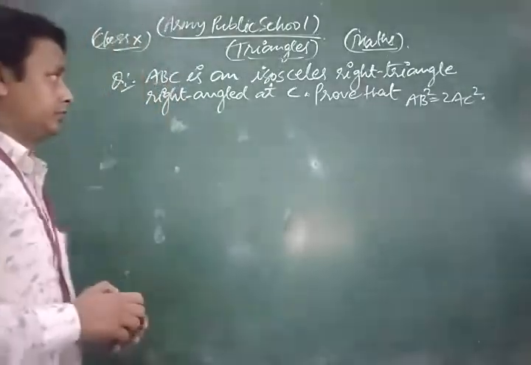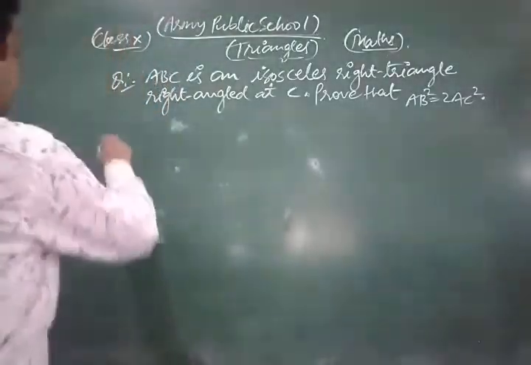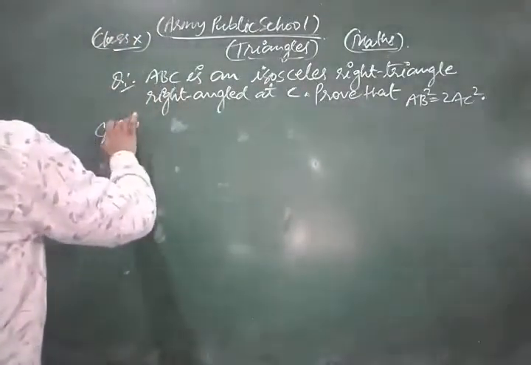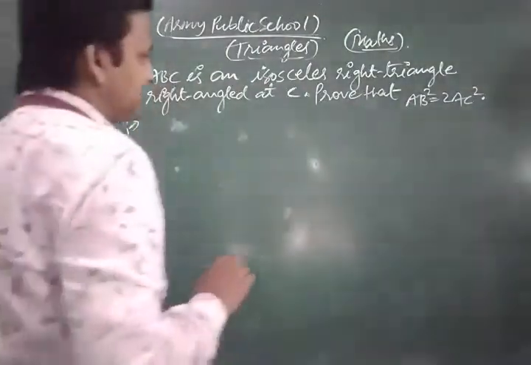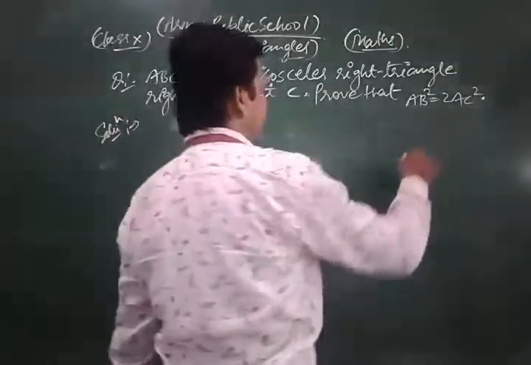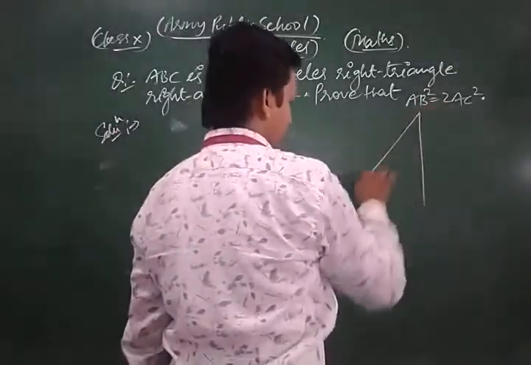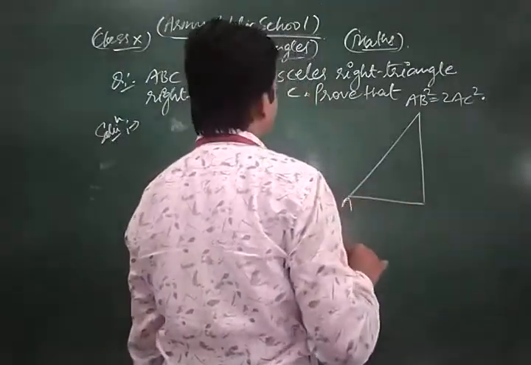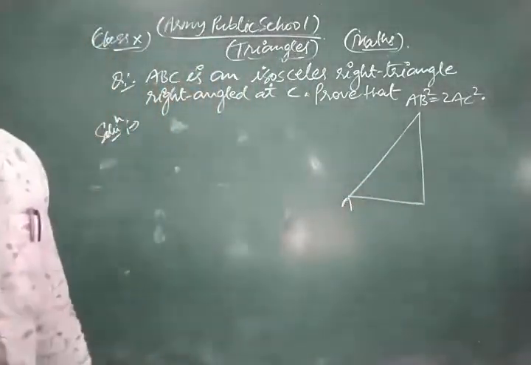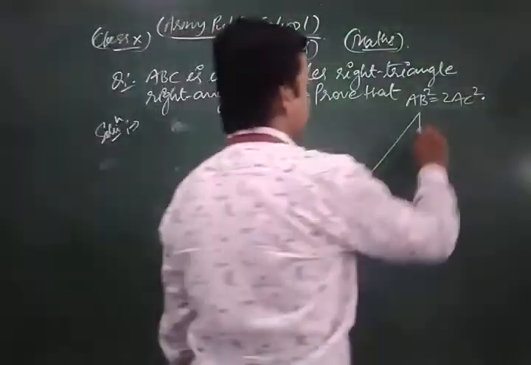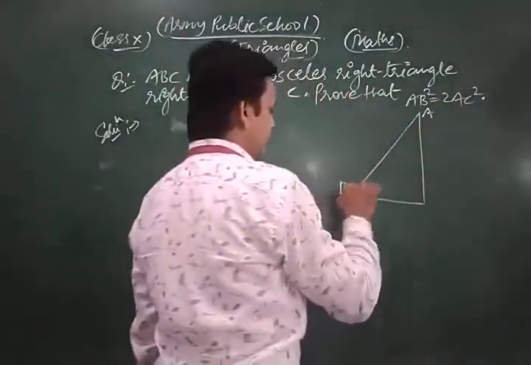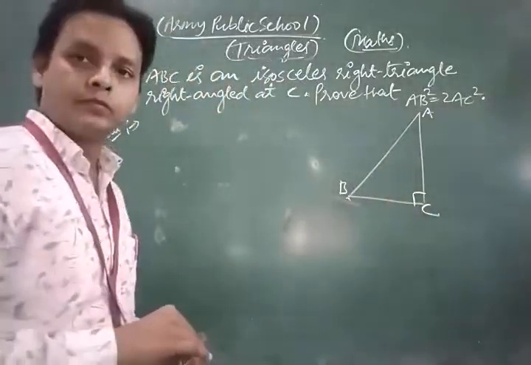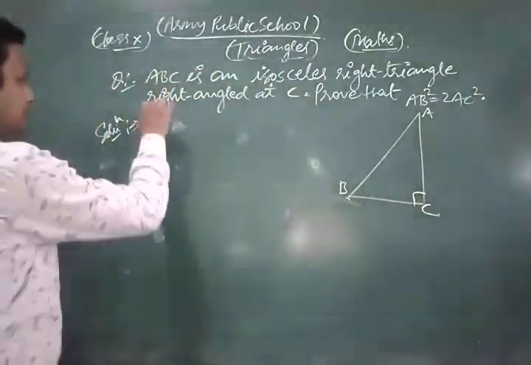Now let's see its solution. Here ABC is an isosceles right angle triangle. Suppose right angled at B, no? Right angled at C, dear students. So look, we take A, B, C, and right angled at C means angle C is what? 90 degrees.